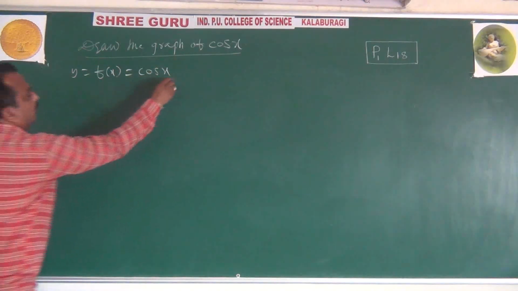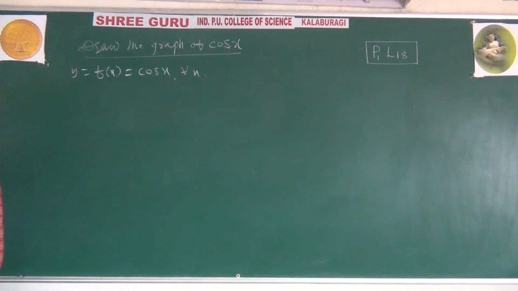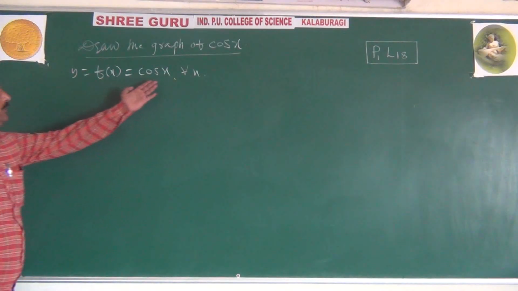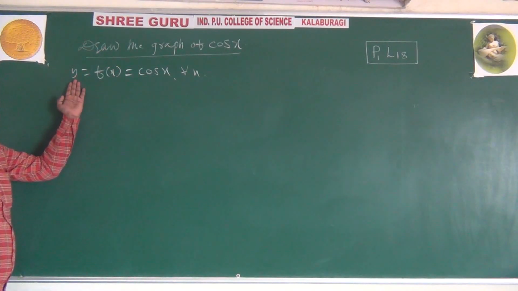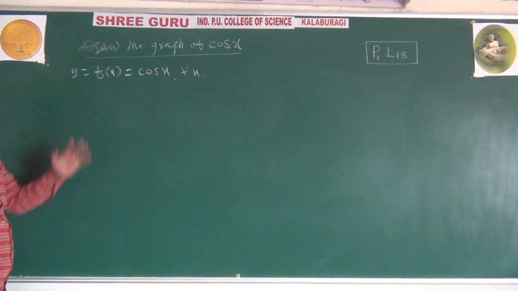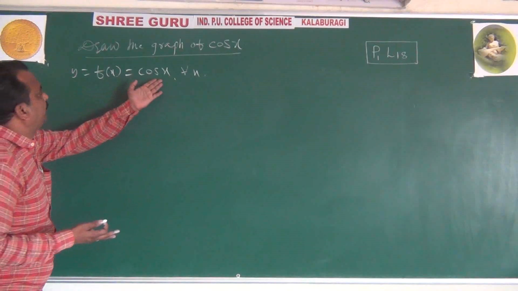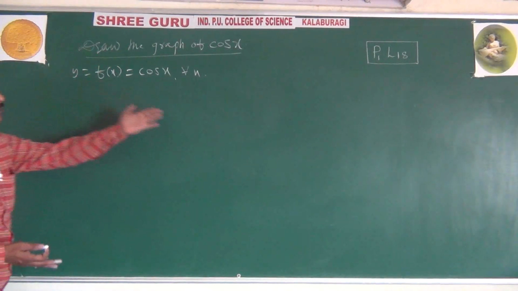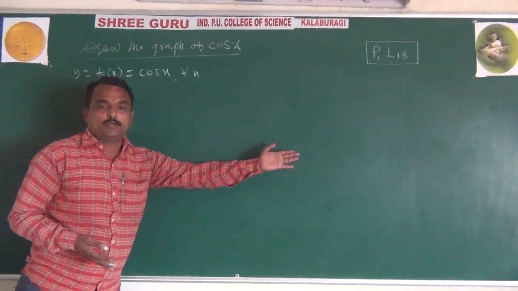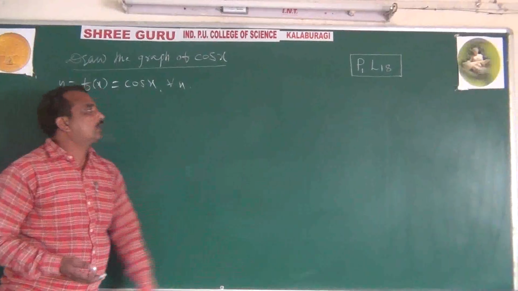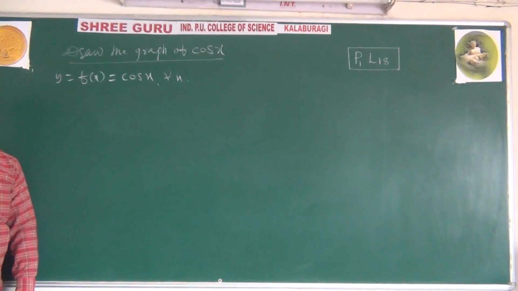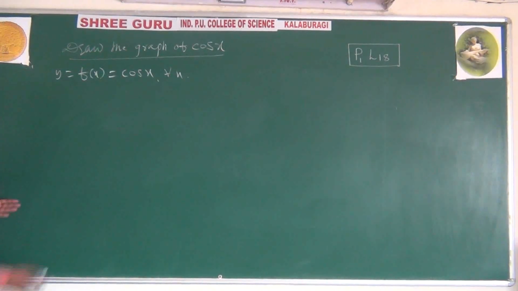Your function is for every x, where x is the domain and y is the range. You know, the first value is the domain and the final value is the range. So we will use the values of x and calculate y according to the x-axis and y-axis. Here we are drawing the graph of cos x.